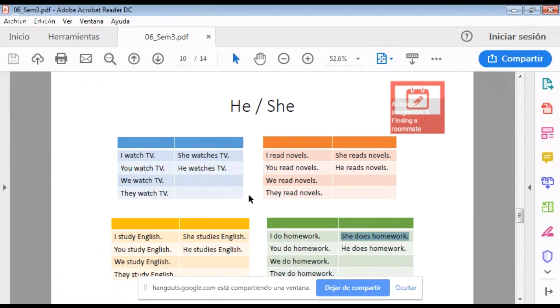Fíjense aquí, la intención de estas tablitas es que vean cómo se contrapone el mismo verbo y cómo se conjuga cuando acompaña a una persona o a otra. Si acompañan a you, we o they, cualquier verbo es el mismo. Si se dan cuenta, no cambia. Aquí tenemos I read, you read, we read, they read. Aquí tenemos watch, I watch, you watch, we watch, they watch. Tenemos study, I study, you study, we study, they study English. Tenemos do, I do, you do, we do, they do homework.